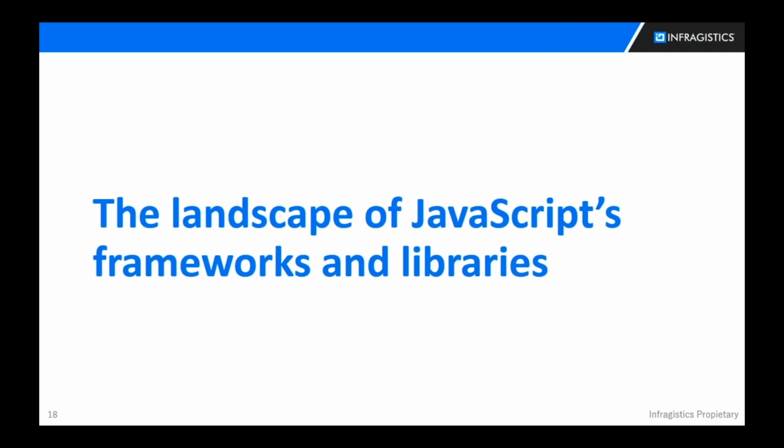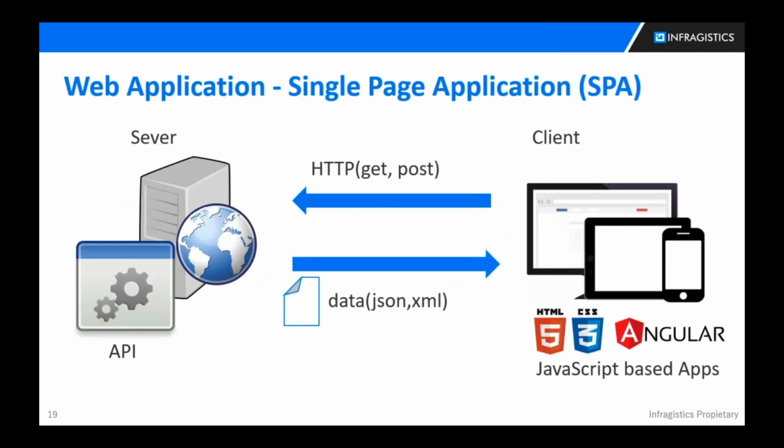I'm going to share the landscape of JavaScript frameworks and libraries. It's getting to be a fun topic. As I mentioned about the SPA, you request data with HTTP GET or POST methods, then you get data from the server, so the client side needs to render from the data. A lot of libraries are available for rendering UIs or manipulating the DOM on the client side.